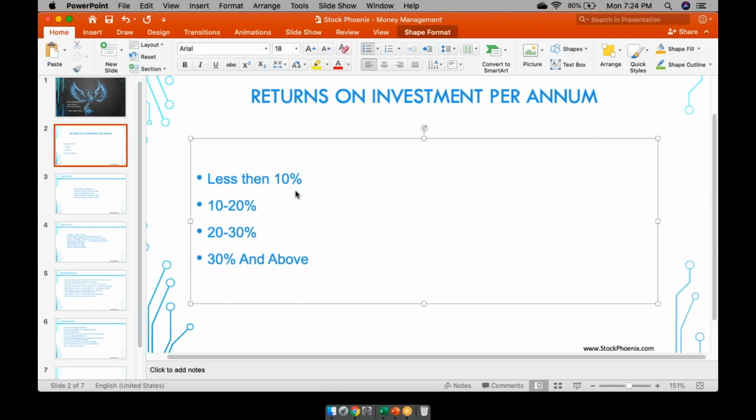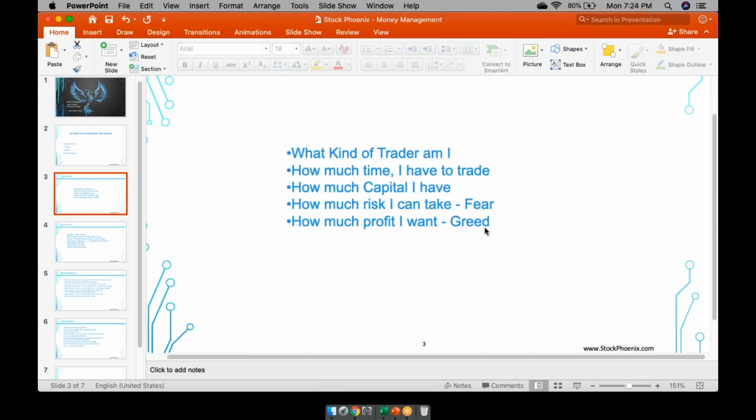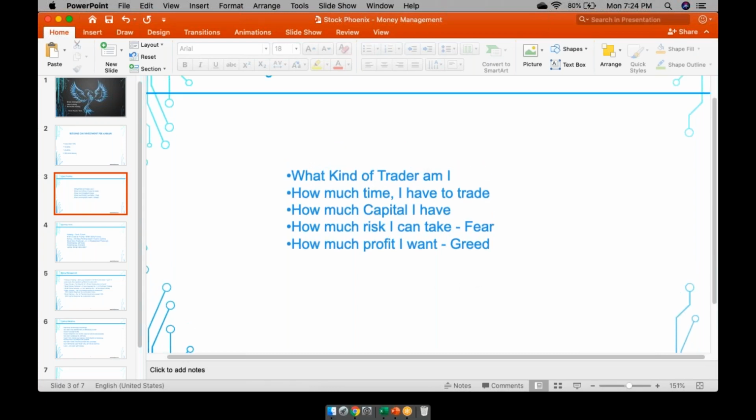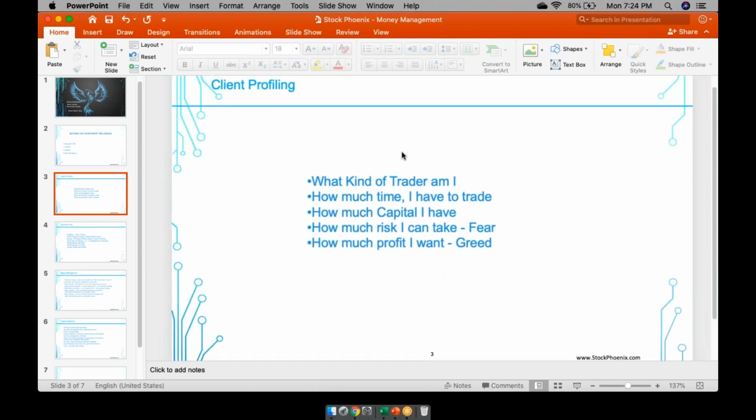Okay, so we have understood returns on investment. Next is client profiling. Rule number one is protect your capital. Rule number two is follow rule number one. Rule number three is follow rule number one. Very important, we have to protect our capital. Are we clear?